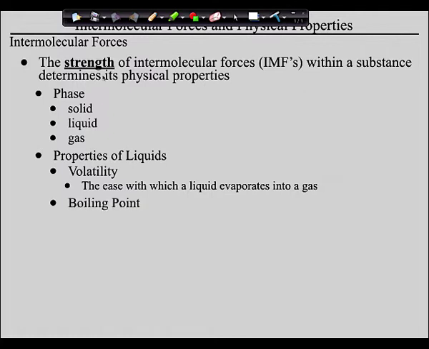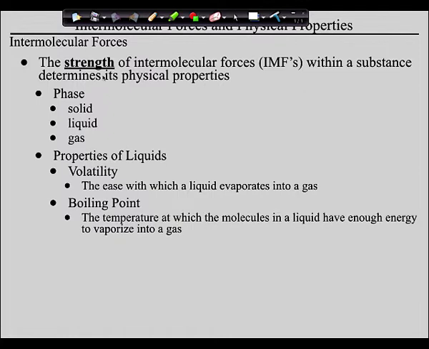The next one is this: boiling point. Boiling point is the temperature at which all the molecules in a liquid have enough energy to vaporize into a gas. And as you might guess, boiling point also depends on intermolecular forces, and intermolecular forces also depend on polarity.